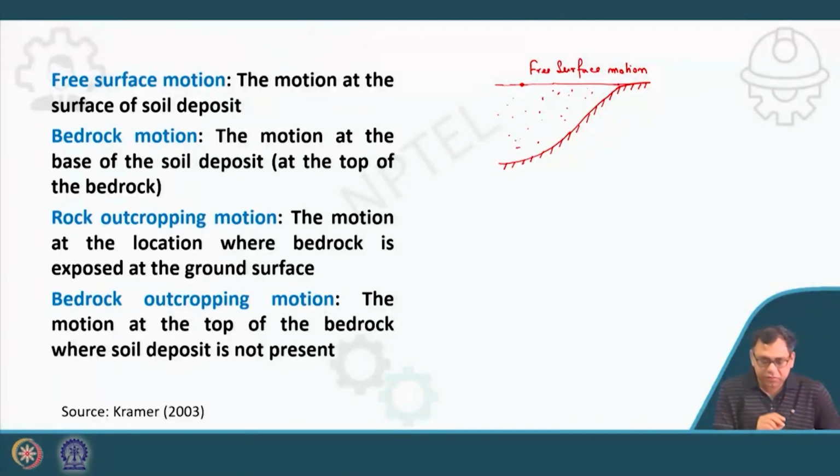Similarly, the motion at the base of the soil deposit or at the top of the bedrock is called the bedrock motion. So, any point here, the base of the soil deposit or the top of the rock, is called the bedrock motion.